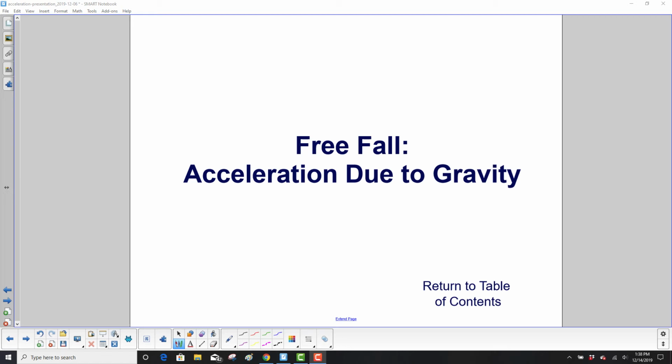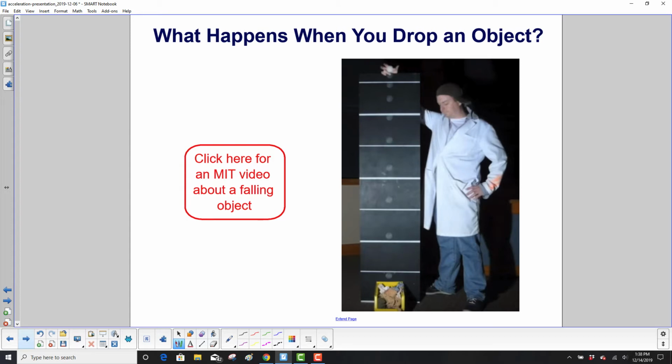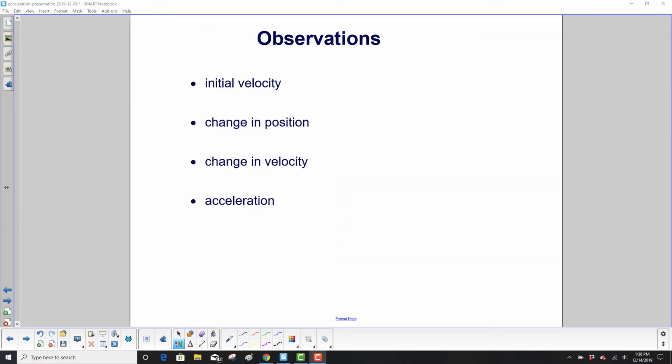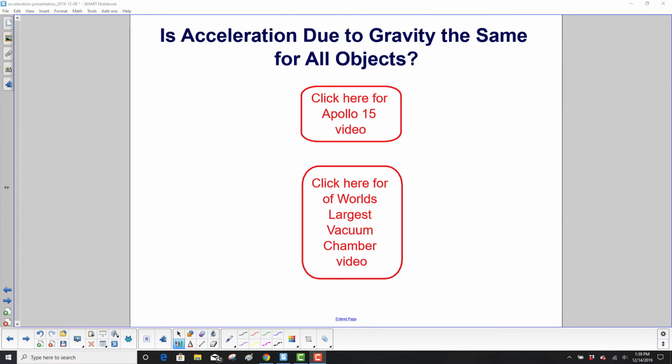Free fall, or the acceleration due to gravity. What happens when you drop an object? Please click over here for an MIT video about a falling object. There are 4 observations that can be made about that video: initial velocity, your change in position, your change in velocity, and then the acceleration. Is the acceleration due to gravity?